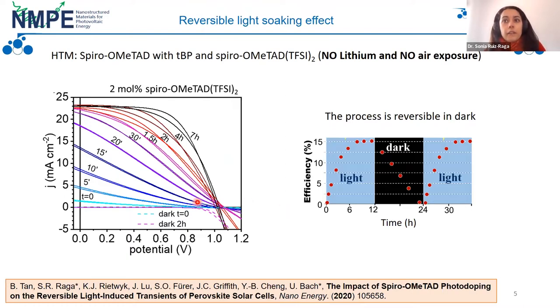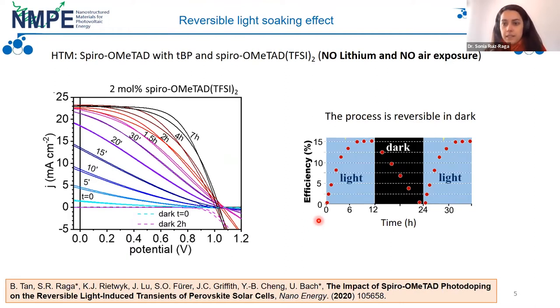When you have the spiro with low doping, you can see that there is a very strong light soaking effect. Over 7 hours, the performance slowly increases to quite a high efficiency, almost from 0% to 15%. And what's interesting is that it's reversible overnight. So the next day you can light soak and the same thing happens again.